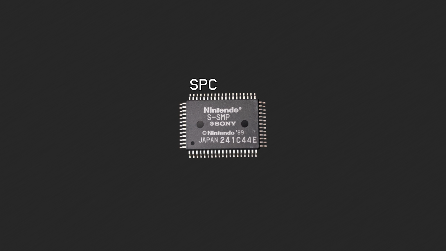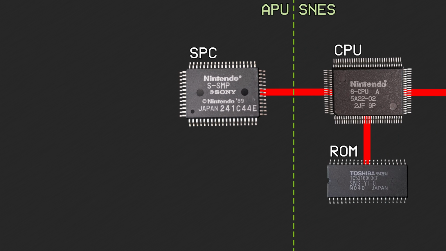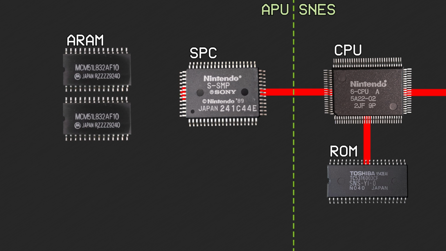The SPC700 CPU, which I'll refer to as the SPC for the rest of this video, is responsible for communicating with the SNES's main CPU and for actually running relevant music-related code. However, it is still just a processor, so it could also run other calculations if desired. The 64 kilobytes of RAM, often referred to as ARAM, is where music-related data is stored, and is also the general-purpose memory that can be used by the SPC.